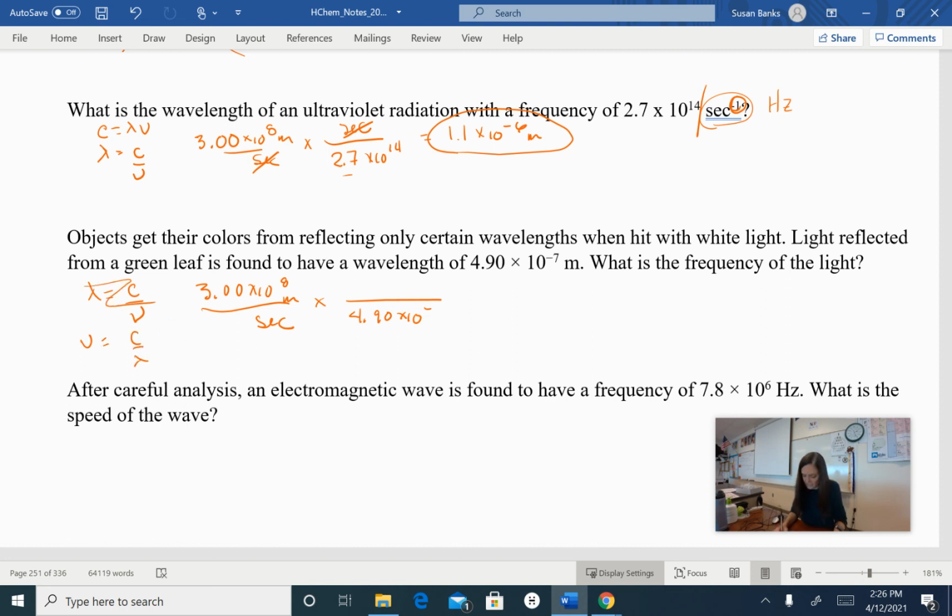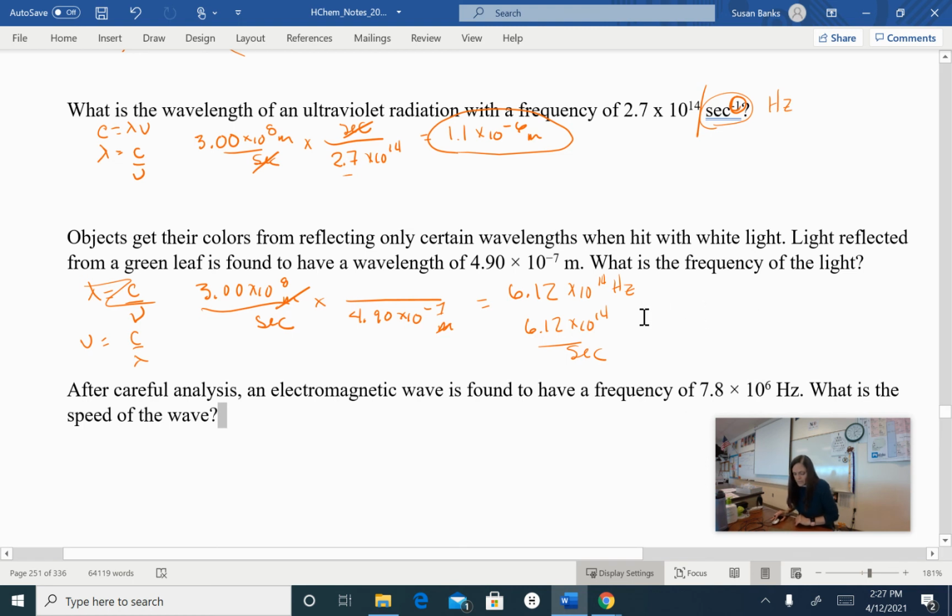Times 10 to the -7th meters. So my meters cancel out, and I'm left with per seconds, which is what I want for frequency. I've got 3 sig figs on both of these numbers, so 3 sig figs for my answer. I've got 6.12 times 10 to the 14th hertz, or I could also write it per second. Either way, okay?